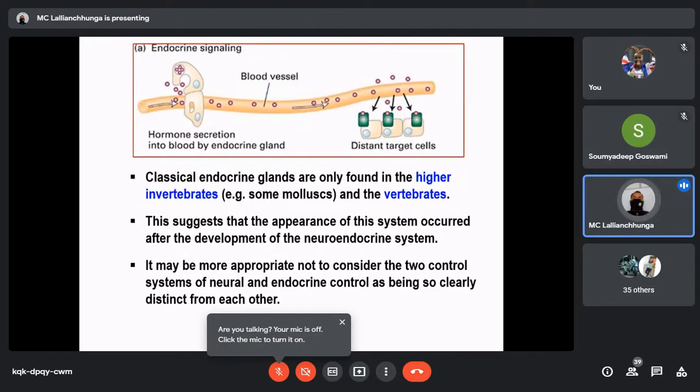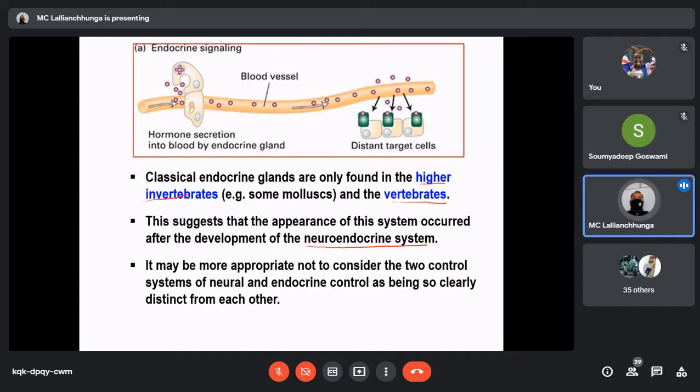Now, classical endocrine glands are only found in the higher invertebrates and the vertebrates. This suggests that the appearance of this system occurred after the development of the neuroendocrine system. So this point is important. The neuroendocrine system, the first system, is found in all invertebrates as well as vertebrates. But these classical endocrine glands, the second type, are found in higher invertebrates and vertebrates only, not in lower invertebrates. So according to evolution theory, the classical endocrine system appeared after the neuroendocrine system. That means the neuroendocrine system developed earlier.